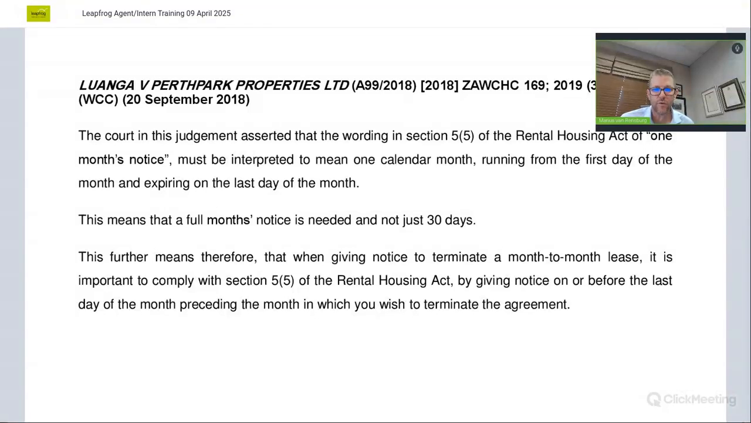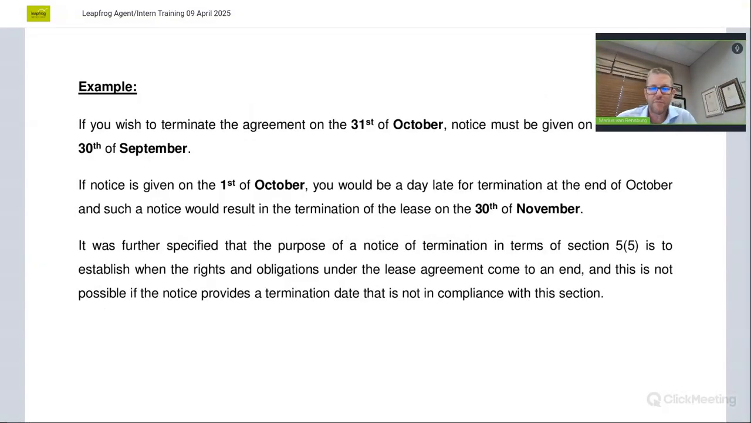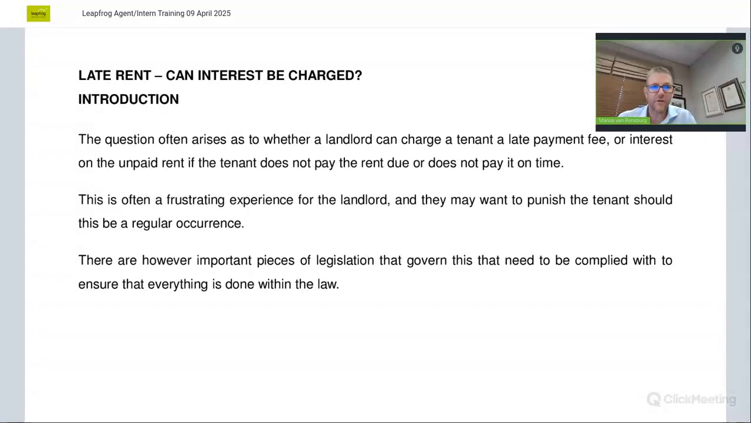So when giving notice to a month-to-month lease, it's important that we look at Section 5.5, that we must give 1 month notice. And of course, the second part of the judgment in this case was, what does 1 month mean? And what the court said 1 month's notice means is you must give notice on or before the last day of the month preceding the month in which you want to terminate the lease agreement, right? So that's actually relatively confusing to look at on that basis. So let's have a look at an example.